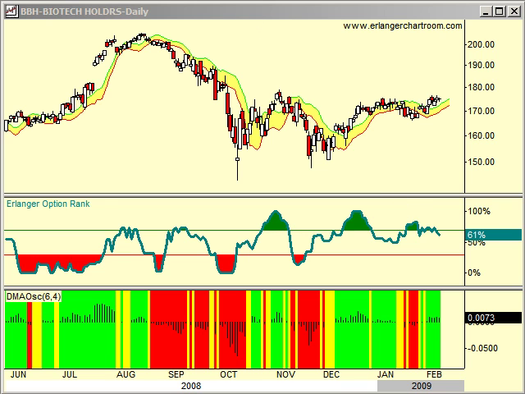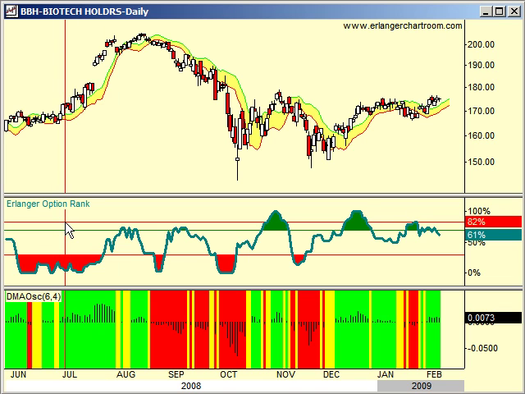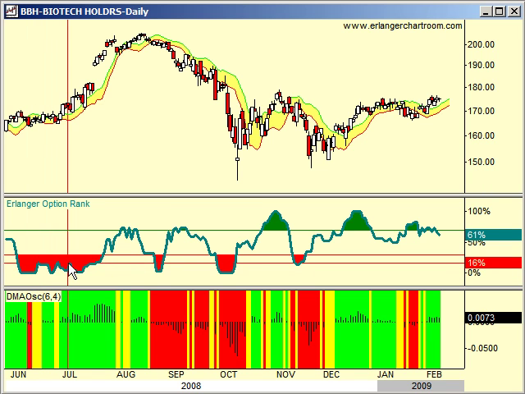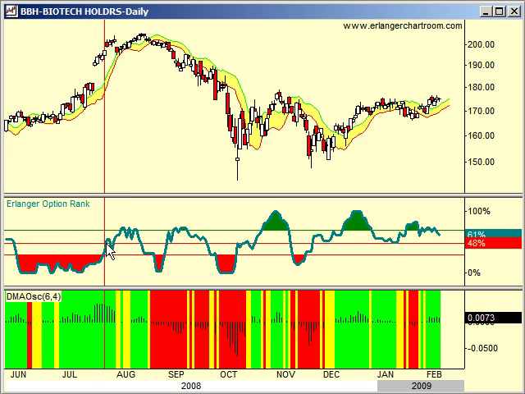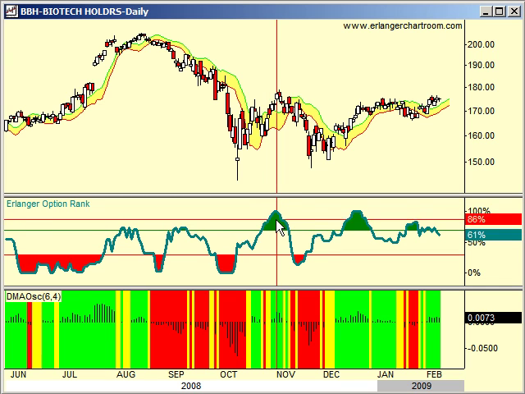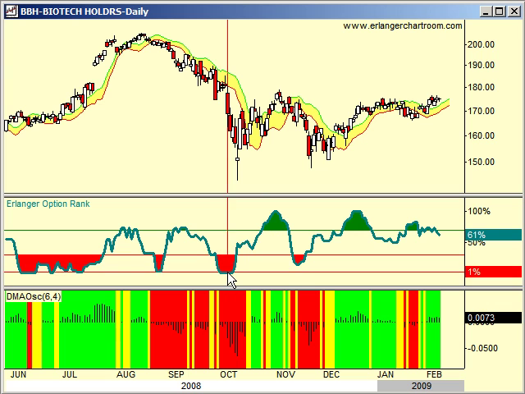We're going to turn our crosshairs on here. We're looking at our Erlanger option rank. What this does is it combines the information from the put-call ratios and the call-put ratios into one number. And when that ratio is low, that means the call activity is dominant over the put activity. And when the ratio is high, that means the put activity is dominant over the call activity. So we extrapolate from that when this ratio is high, there's an extreme amount of bearishness on the part of options traders. And when it's low, there's too much optimism.